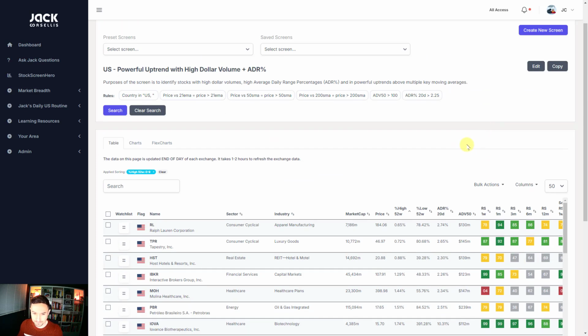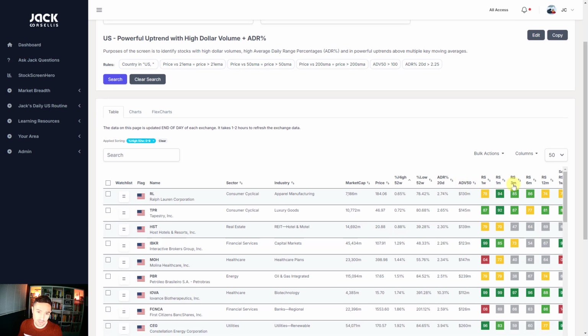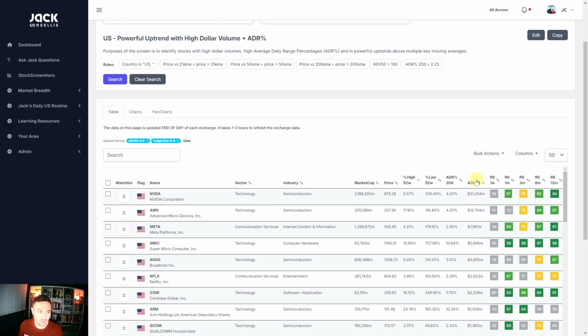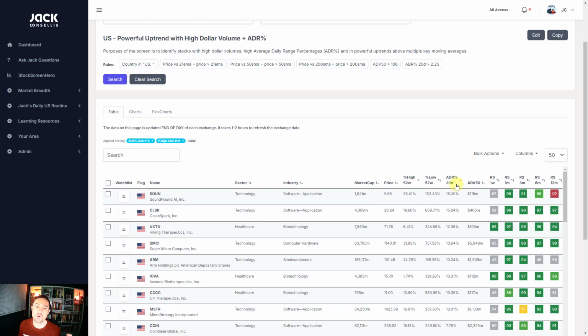Now, what I'm going to do, you could do this by looking at relative strength on a 1 week, 1 month, 3 month basis. You could look for the highest average dollar volume stocks first. You'll see you get the Nvidias, the AMDs, the Metas, SMCIs, the Broadcoms, Netflix, Coinbases, and so on and so forth. But if you want to look for the really quick stocks, do this 20-day ADR percentage. Let's put the quickest stocks to the top.